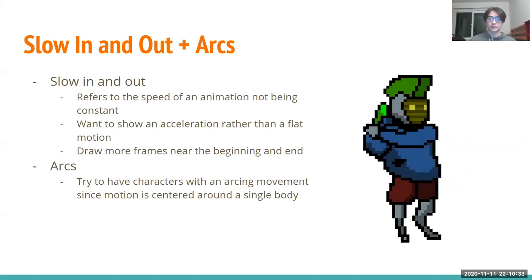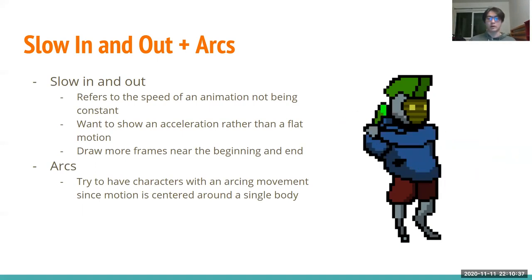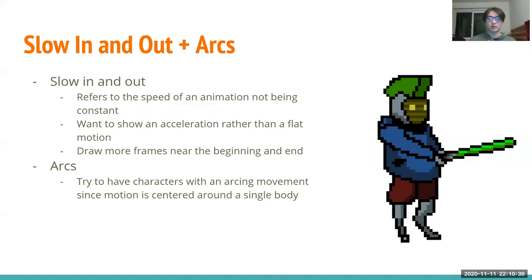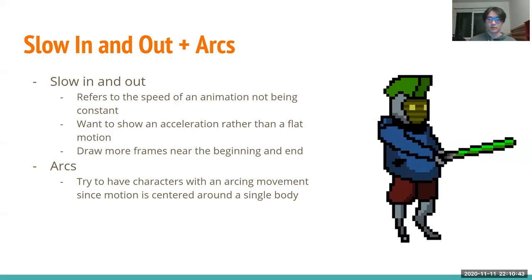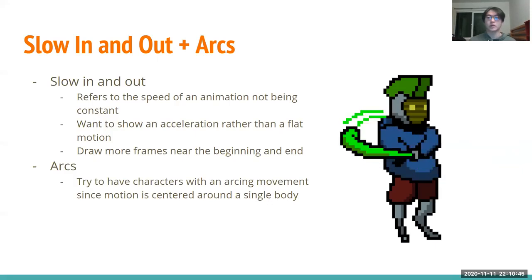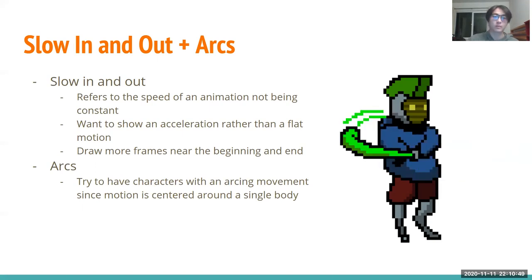So over here, you can see you have this character swinging a bat. The bat obviously is going to arc around their body. It's not going to randomly go from left to right horizontally and straight. It's sort of tied to the character itself, and you can tell through the arcing of the motion.